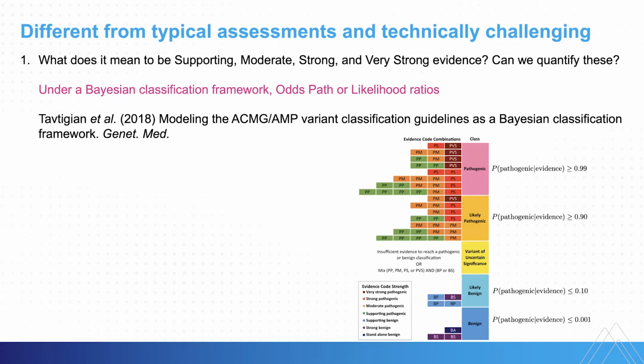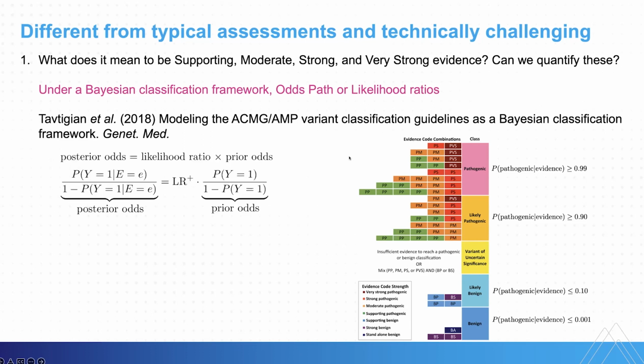Essentially, when the original guidelines were framed, there was a sense that being pathogenic really meant that if you were given a variant and you had some evidence around that variant, the probability that the variant was pathogenic given that evidence was at least 0.99, and for likely pathogenic it was at least 0.90. That's the framework where we can begin thinking about this in a quantitative sense. Likelihood ratios are a very useful measure in this context, because they connect the posterior odds to the prior odds.